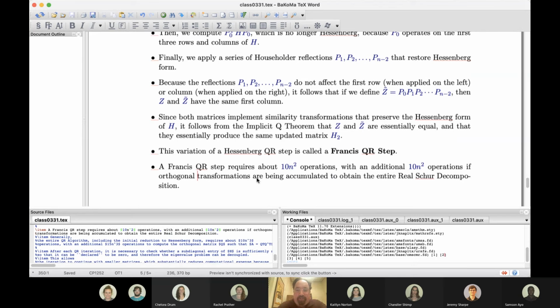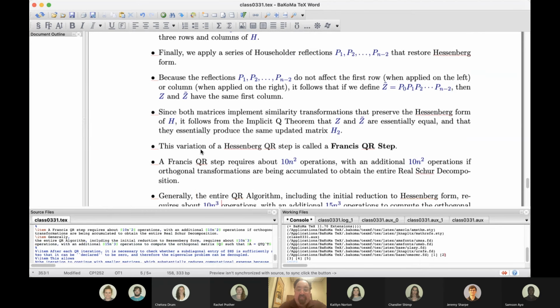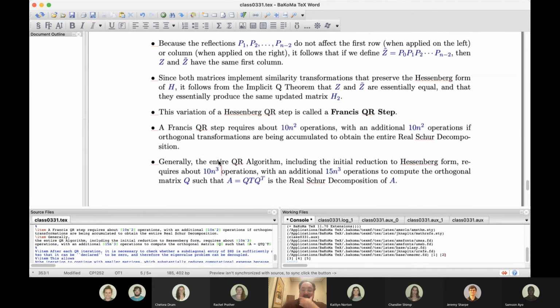If you're trying to accumulate the orthogonal transformations to get the whole real Schur decomposition, then there's extra expense in doing that. You would not do this if you only wanted the eigenvalues, then it just costs this much. Putting everything together, including the Hessenberg reduction, the entire QR algorithm takes order n cubed operations, so 10n cubed. So it's significantly more expensive than like Gaussian elimination.